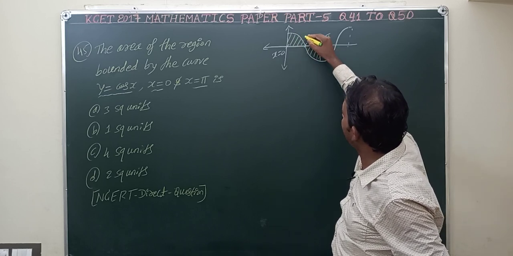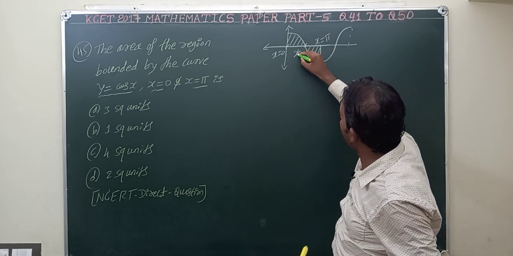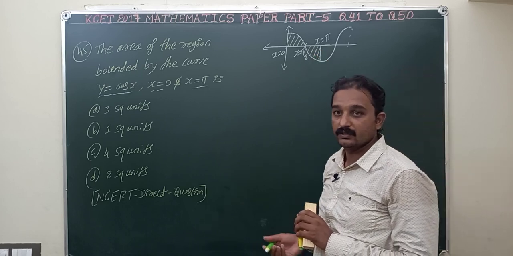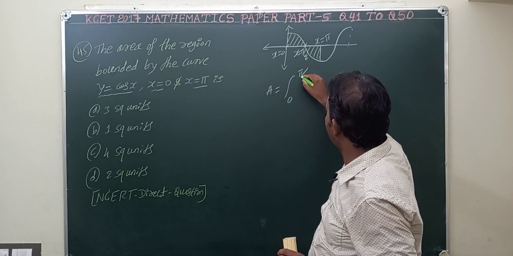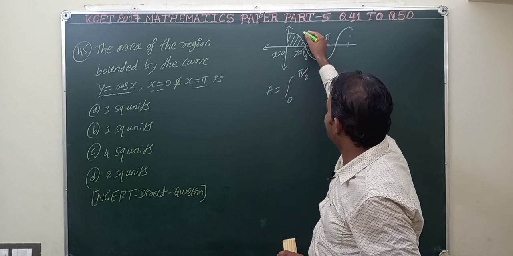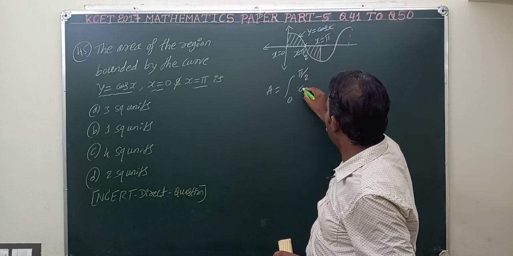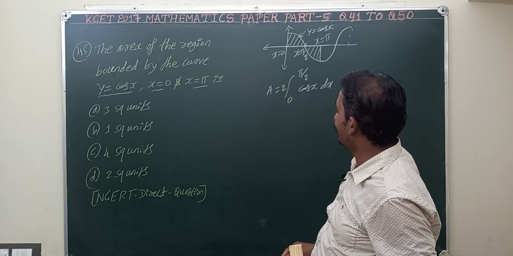First we have to find out the area from x is equal to 0 to x is equal to pi by 2 and then multiply by 2. We get the required answer. So area is equal to integration from 0 to pi by 2, y here in this case is cos x, cos x with respect to x, multiplied by 2. We get the required answer.